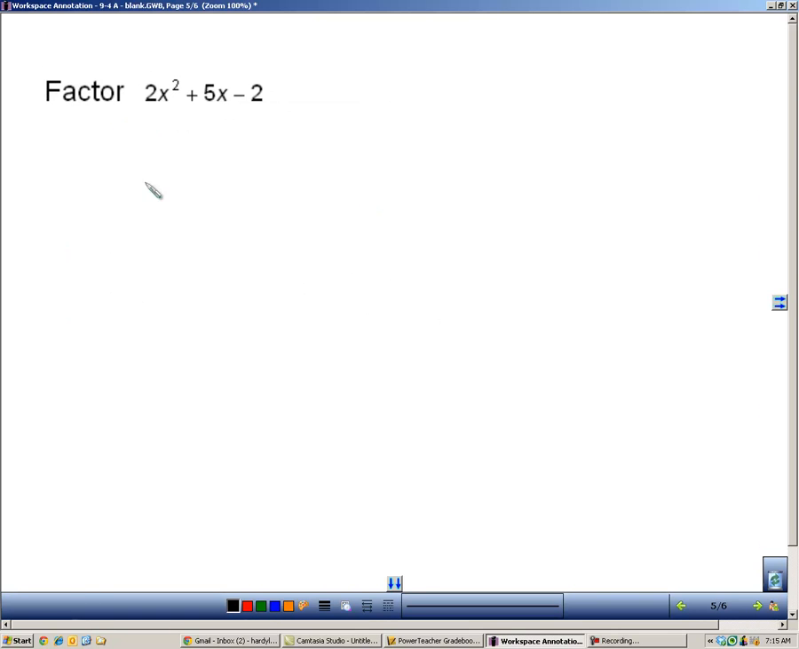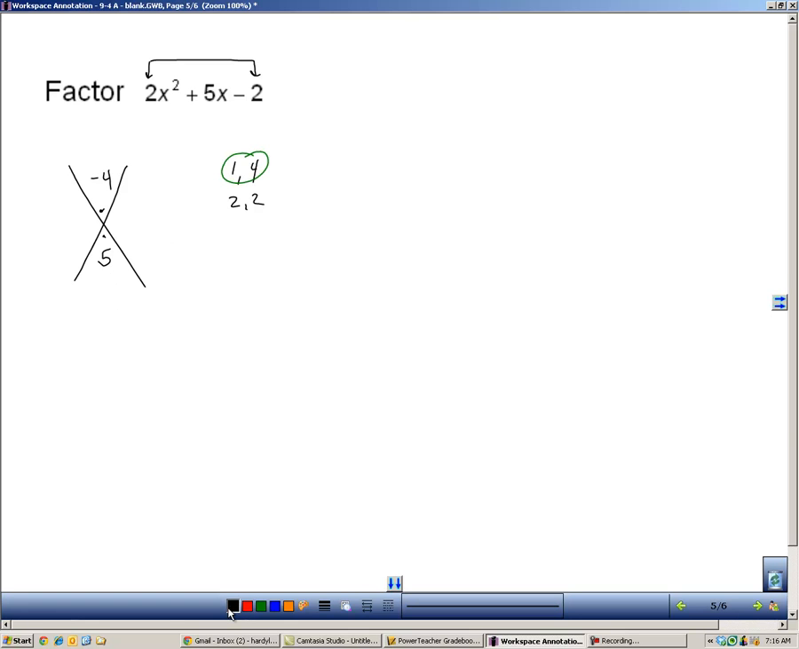Our last example here is a trinomial that we will factor by multiplying the 2 times the negative 2 to get a negative 4, and then in the bottom we're going to get a 5. Listing the factors of 4, I get 1 and 4 and 2 and 2. Well, the only ones that can possibly work here are 1 and 4 that give me a 5.